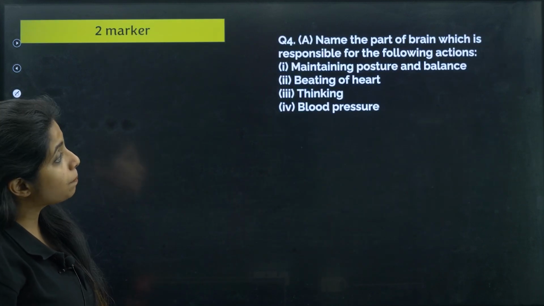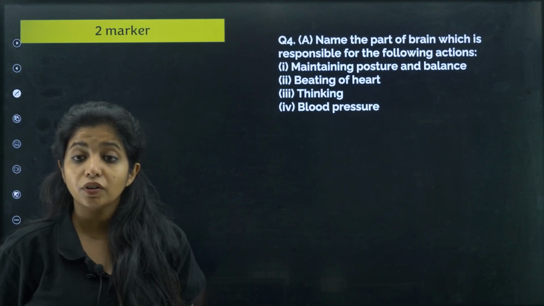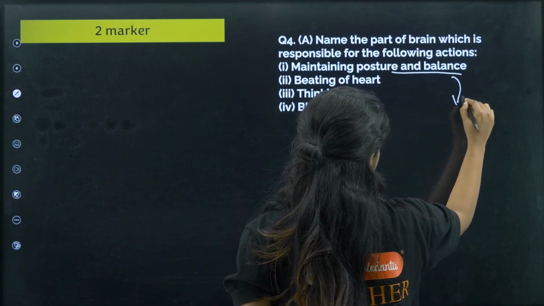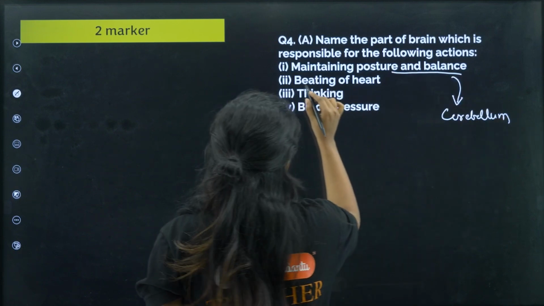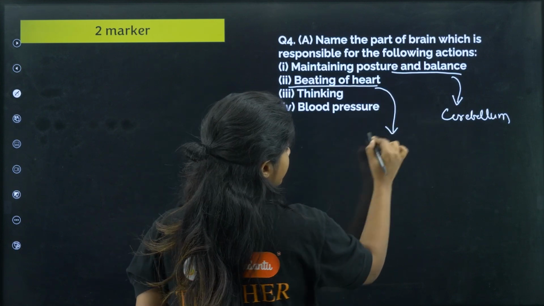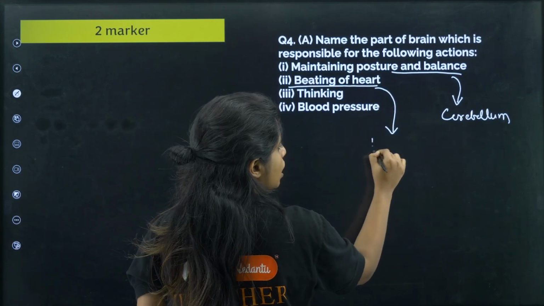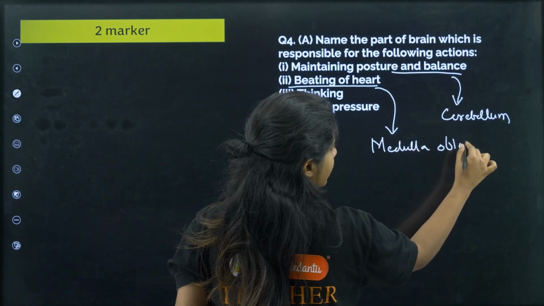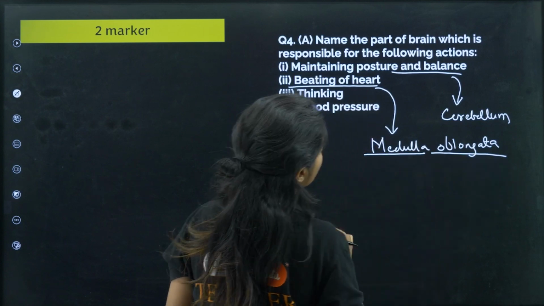Now, name the part of the brain. This is a 2-marker question. Name the part of the brain which is responsible for the following action. Maintaining posture and balance, you just studied it right now. It is what? Cerebellum. Now, beating of heart is controlled by another part of your hind brain which is known as medulla oblongata. What is it, children? Medulla oblongata.